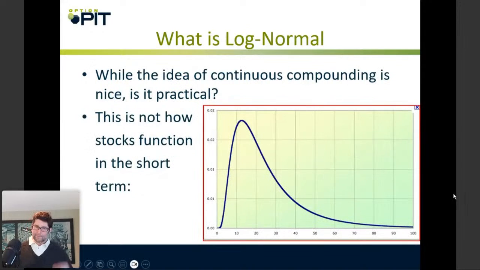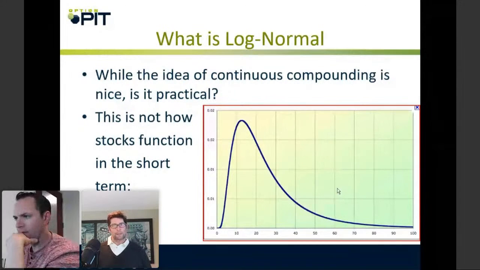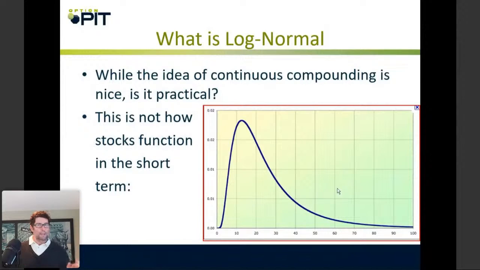So the idea here is, again, practical continuous compounding is nice, but is it exactly what happens in real life? Maybe year over year over year over year, but not in the short term. The distribution of moves doesn't look like that.